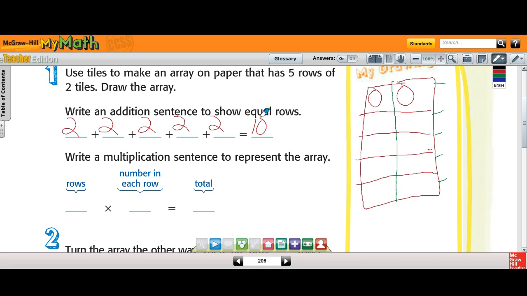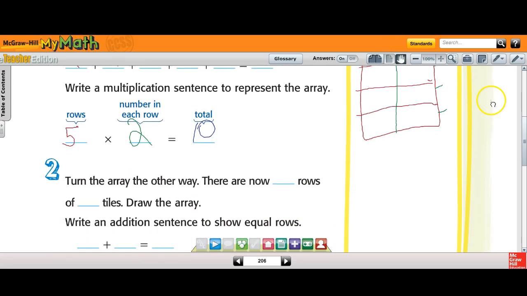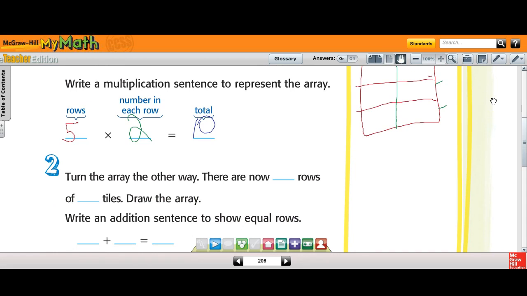My first one tells me how many rows do I have? Rows. How many rows did I make? 5. How many in each row? So number in each row. 2. And what's the total again? 10. Well, see what they have underneath. Ooh, now it says turn the array around.